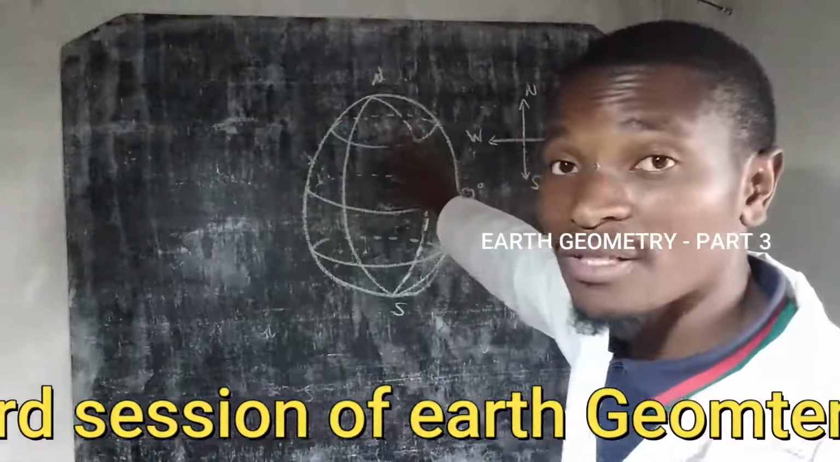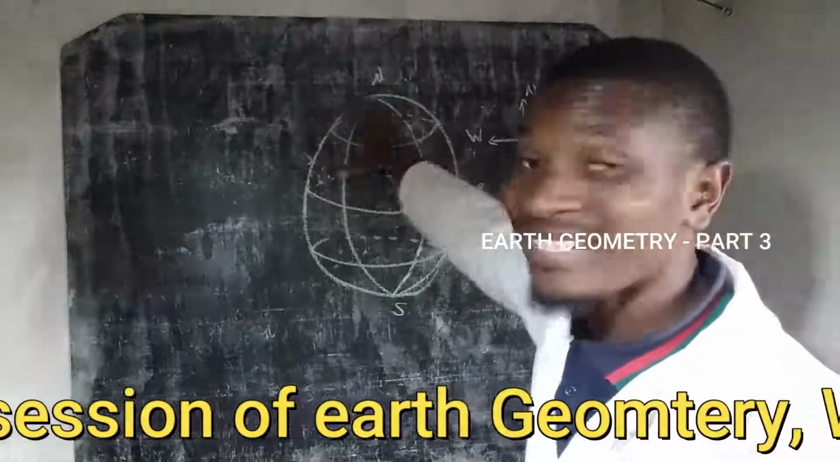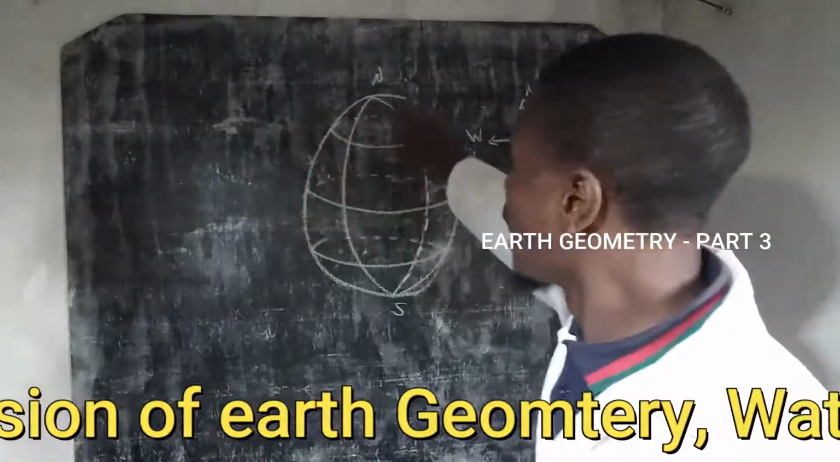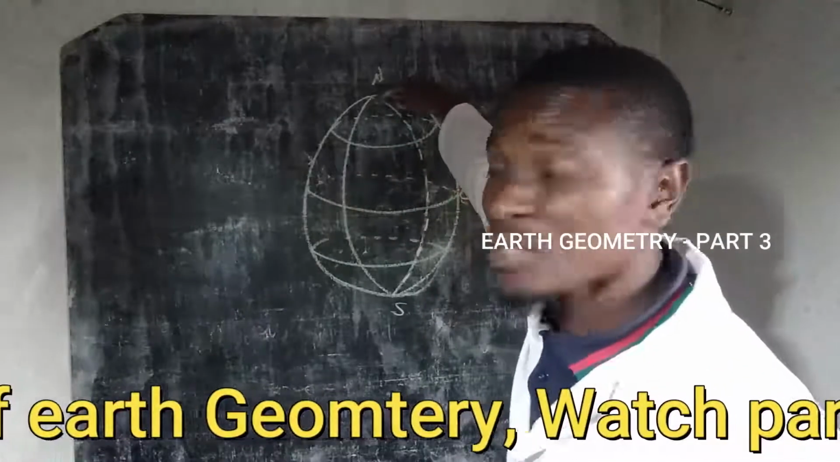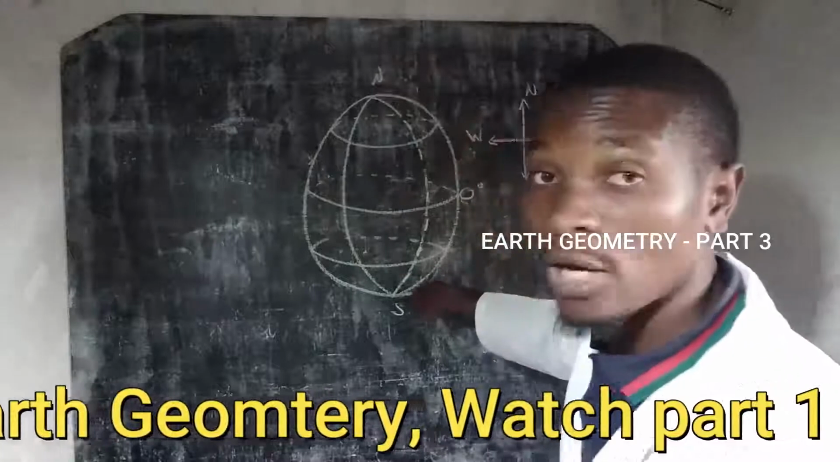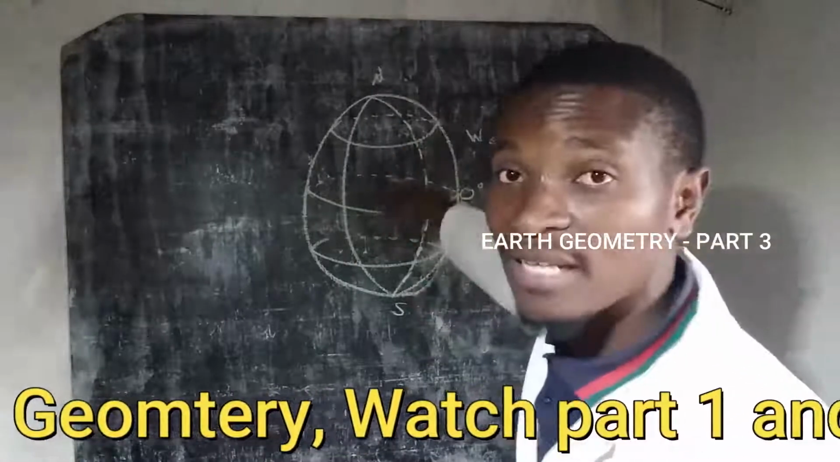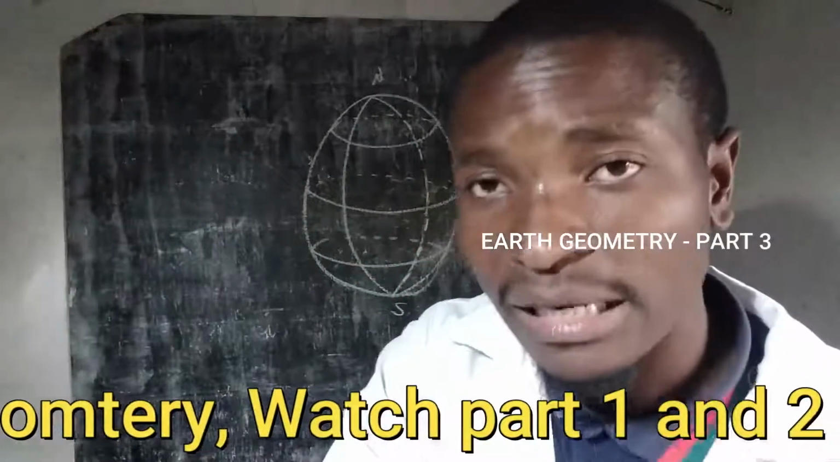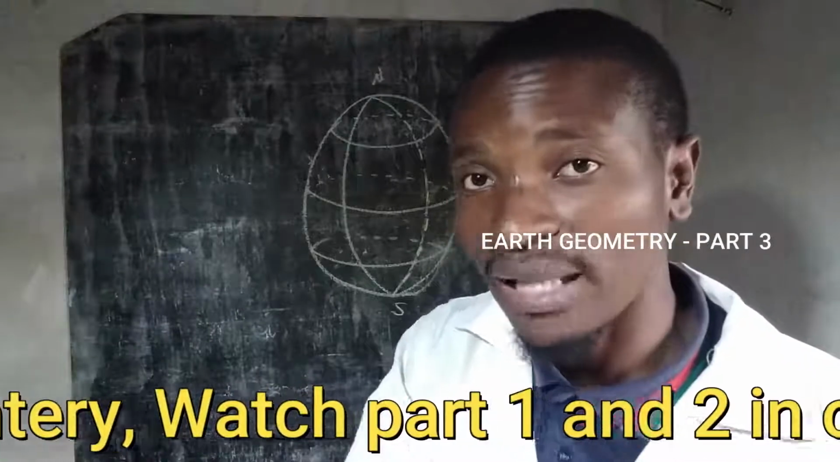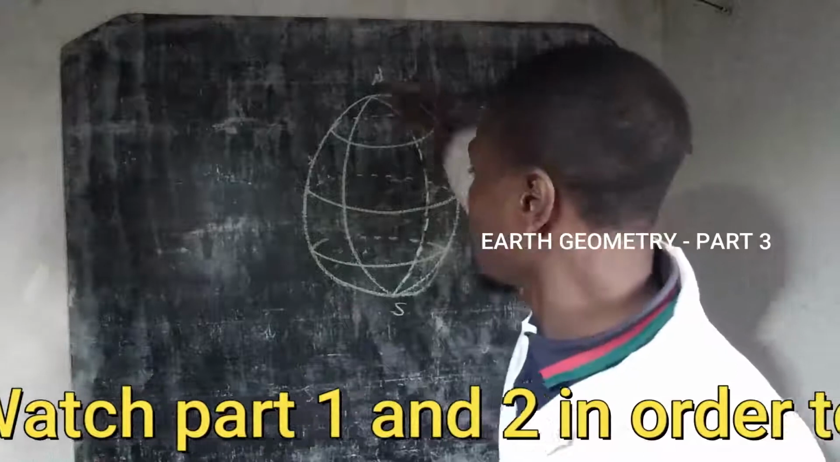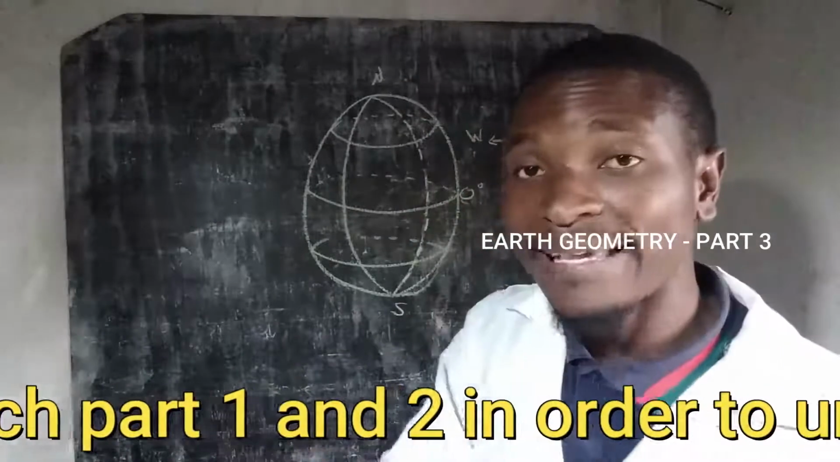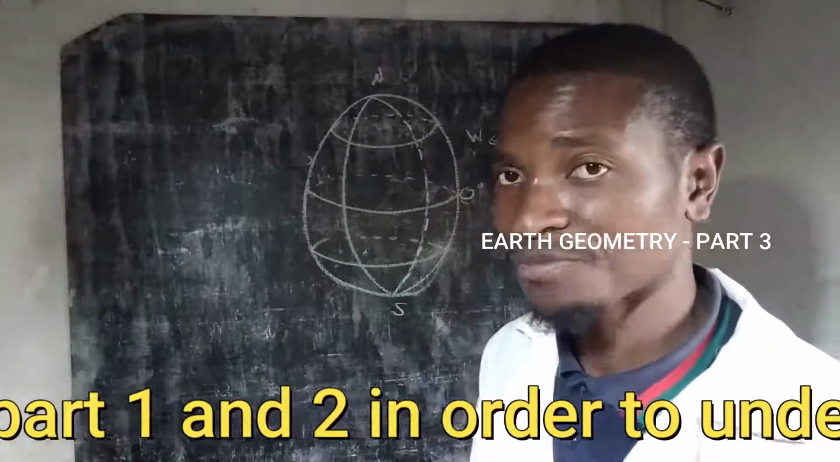So I have drawn this earth. Okay, this is an imaginary earth. Now this imaginary earth has lines that come all the way from the north up to the south, and those lines are what we call the longitude. Okay, those are the longitudes. So the lines that run from north to south are called the longitudes.